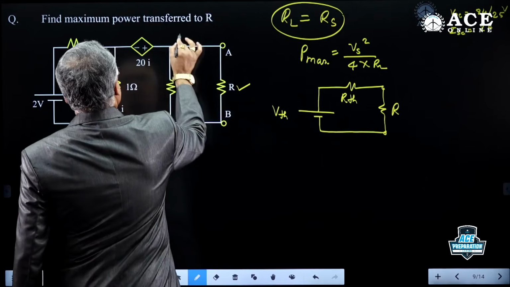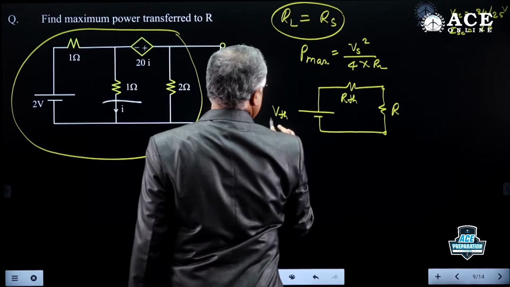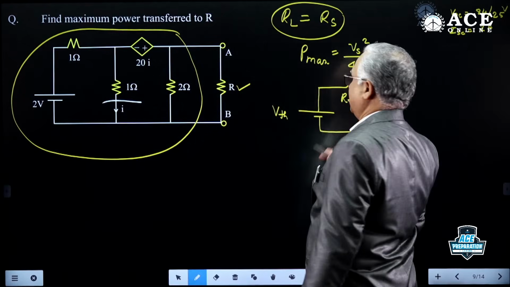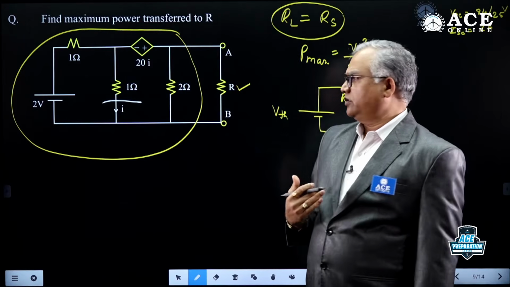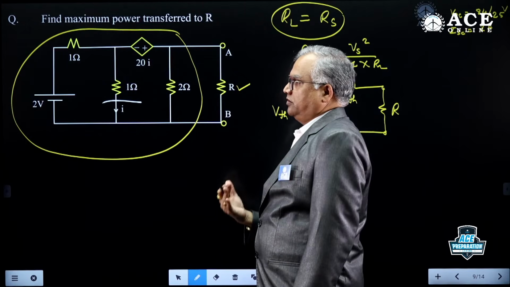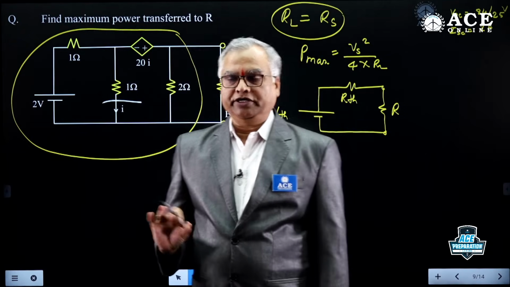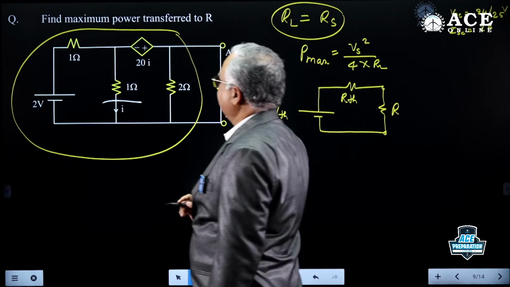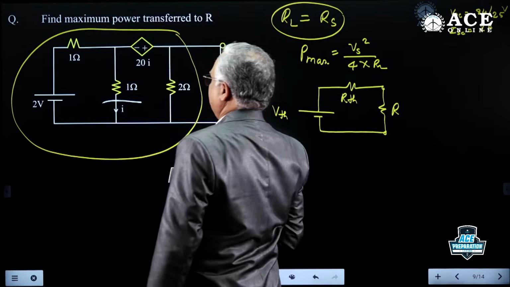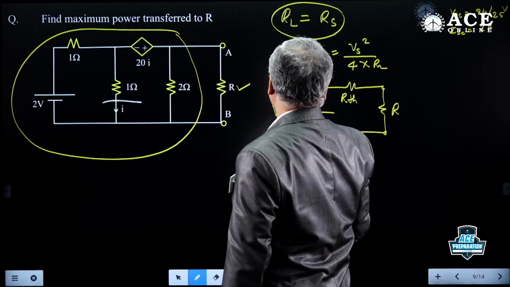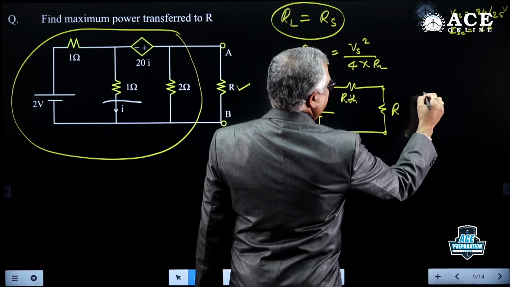So this network, how to find V Thevenin, how to find R Thevenin. There are three different categories: all are independent, all are dependent, or some are dependent and some are independent. This comes under which category? One dependent source, one independent source. So directly you can't find R Thevenin. V Thevenin we can find indirectly.